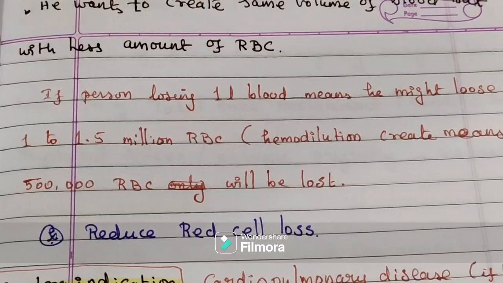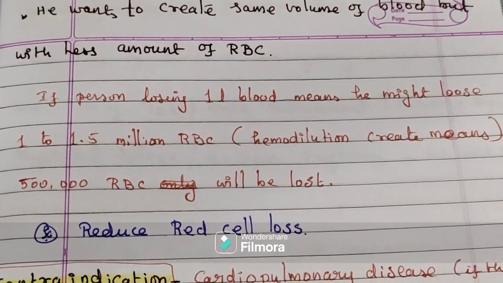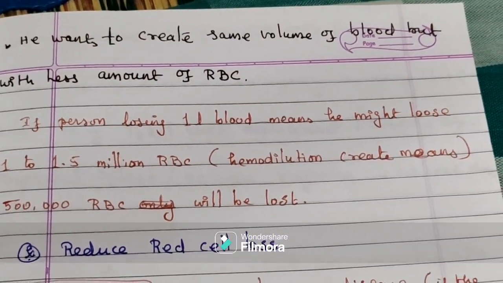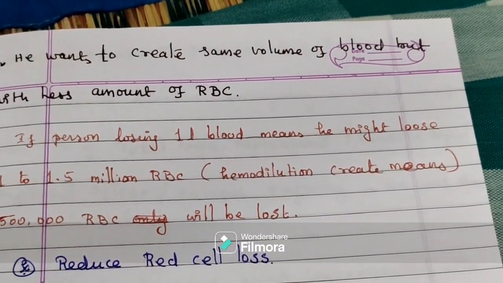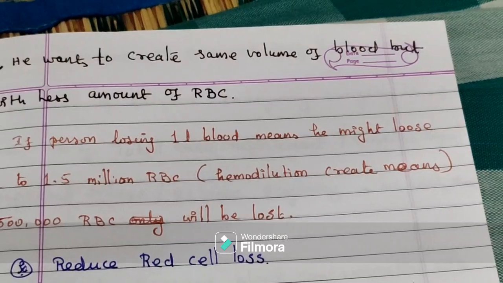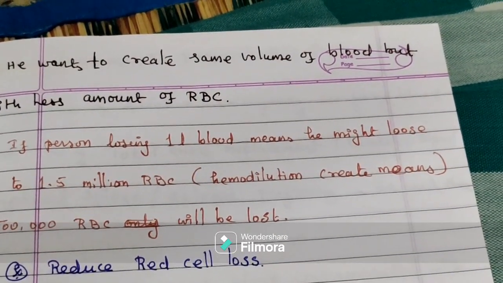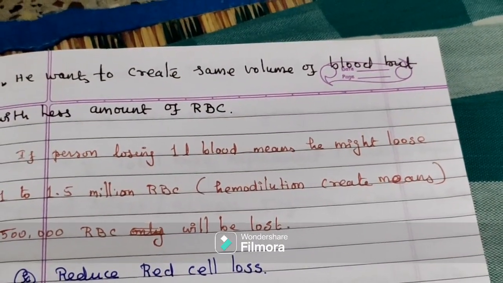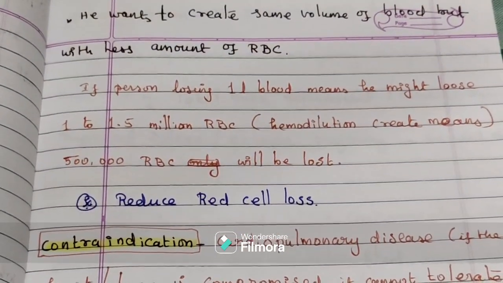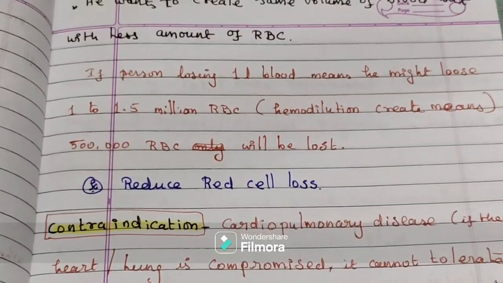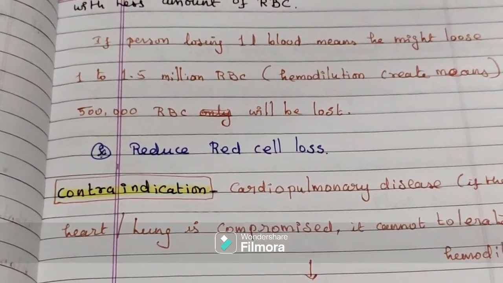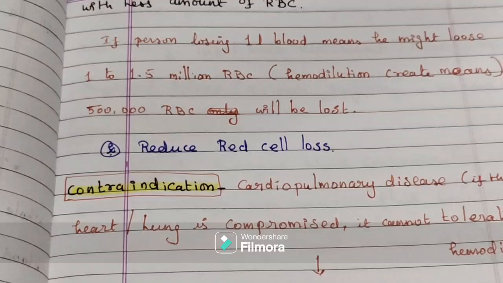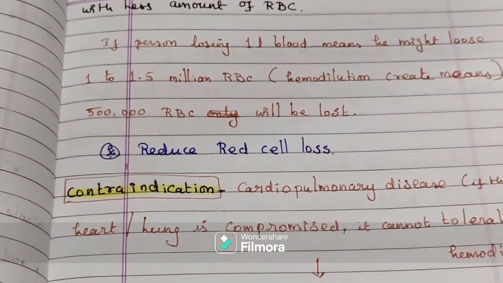So what is the advantage over here? Normally a person has 5 liters. Now if this person loses blood, for example 1 liter, then he might lose 1 to 1.1 million RBC. When hemodilution is created and 1 liter of blood is lost, only 500,000 RBC will be lost. So what has the doctor done here? He is creating hemodilution to reduce the RBC lost for a given amount of bleeding. For the same amount of bleeding, less RBC is lost.